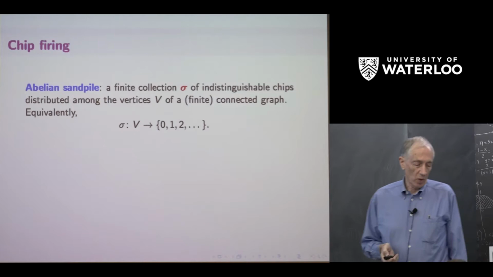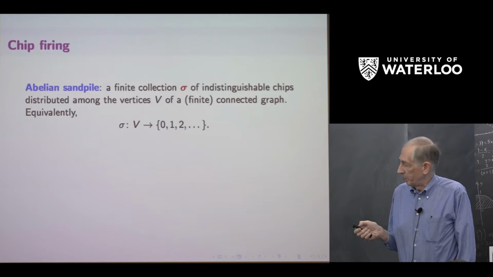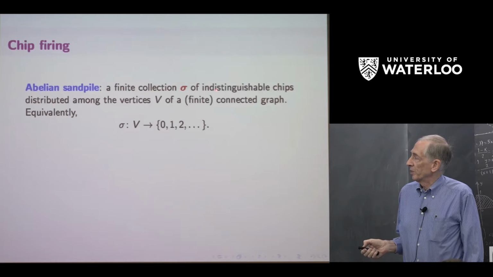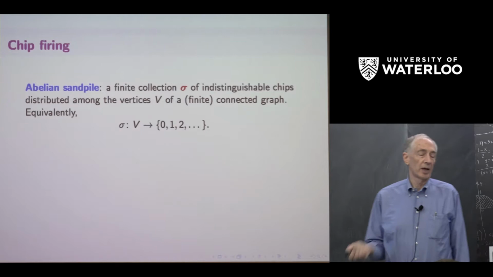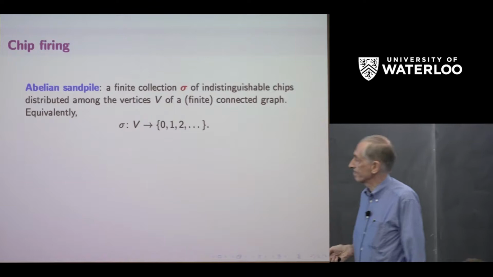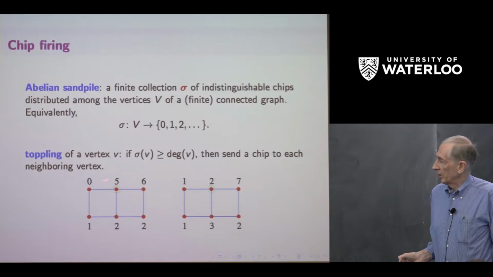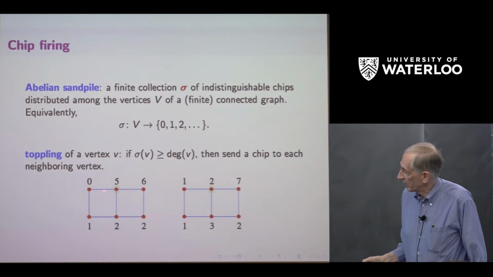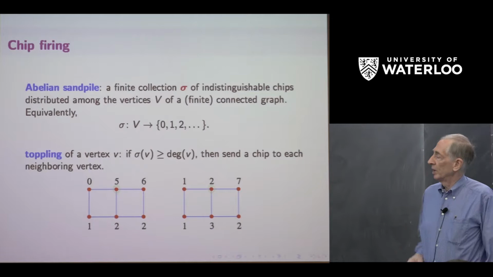I can say a quick word about the connection between chip firing and Smith normal form. So let's call an abelian sandpile a finite collection of chips, sigma, that we put on the vertices of our finite connected graph. So we think of this sigma as some function from the vertices to the non-negative integers. Sigma of a vertex is the number of chips on the vertex. And then we can talk about toppling a vertex v. If the number of chips at that vertex is greater than or equal to the degree of v, then we can send a chip from v to each of its neighbors. So like here, I've toppled this circled vertex, which has 5 chips. So we send one to here, one to here, and one to here, and we're left with 2 chips here.